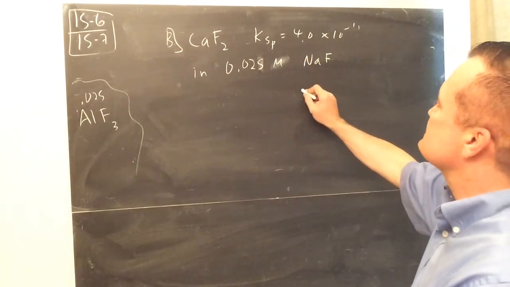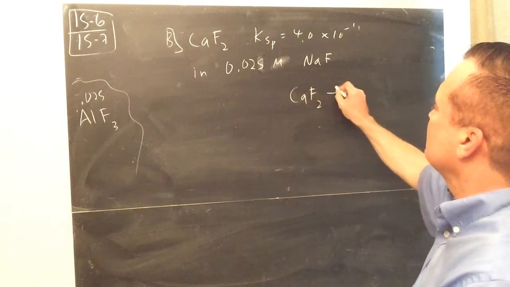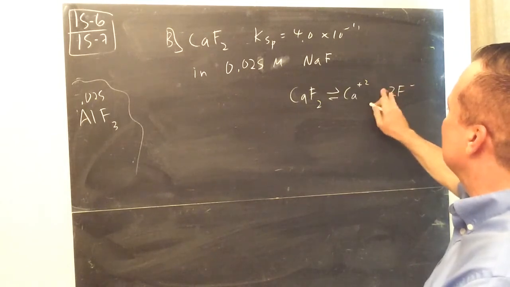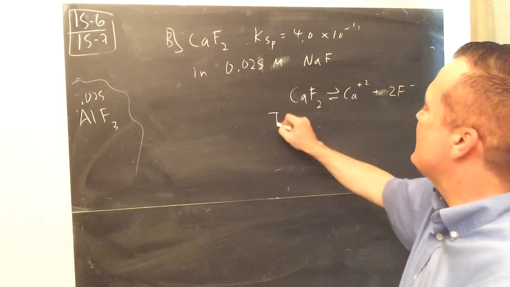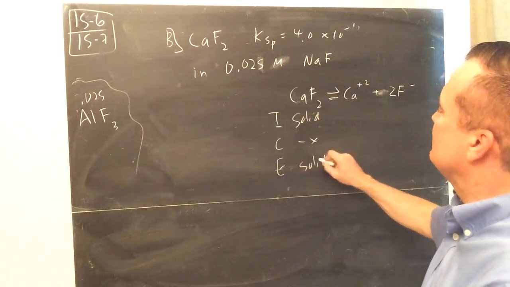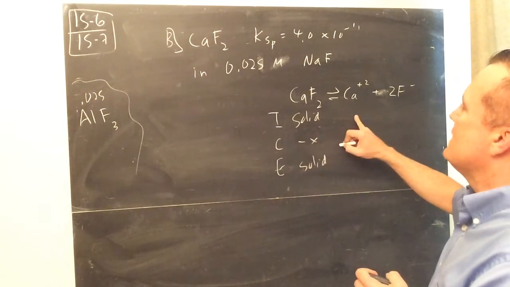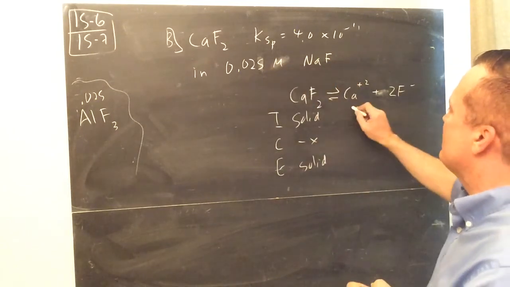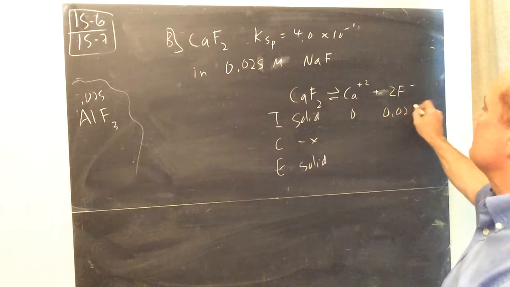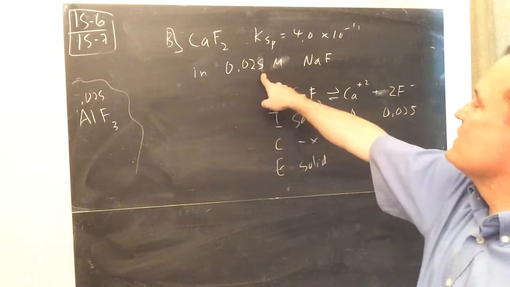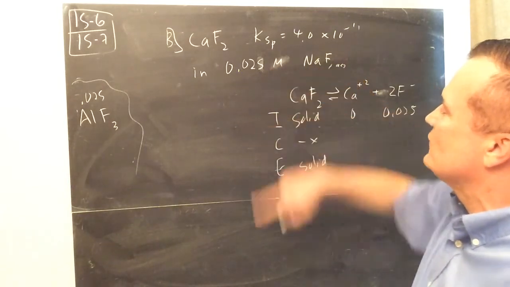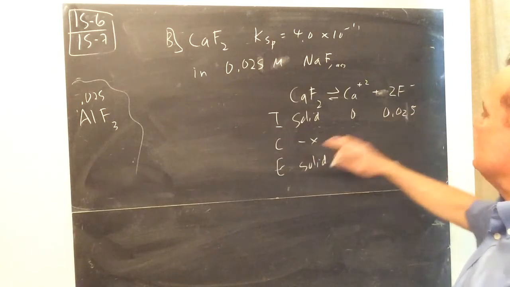So for the ICE box, you'd write down calcium fluoride to give you calcium and 2 fluorides. And then you'd have the ICE box, and that's a solid, and it still has a solid before and after. But now the calcium will be 0 because we have nothing there, but we have a common ion of fluoride. And can you see it'll be 0.025 molar right there. So you're not doing it in pure water, you're doing it in that aqueous solution of sodium fluoride. So that's all you would do, 0.025, and then you do the whole problem.